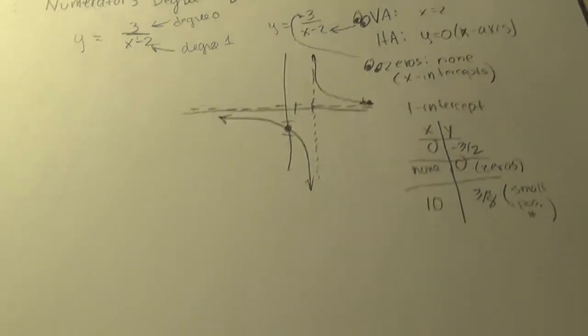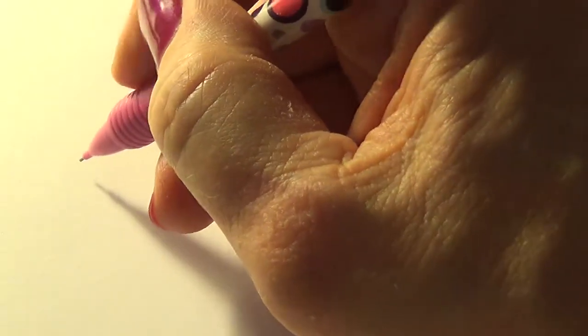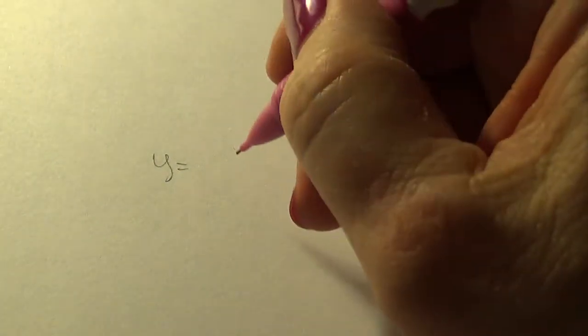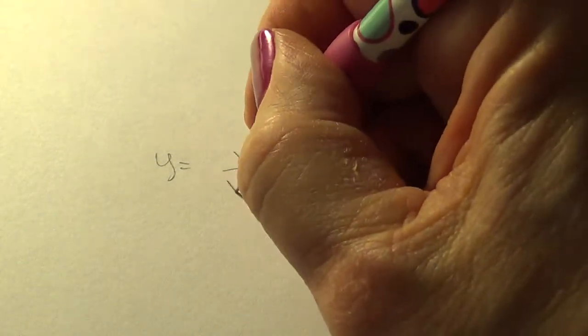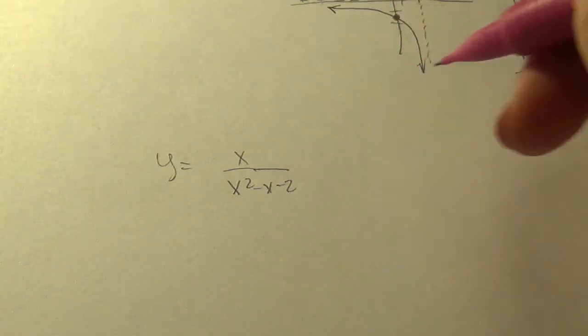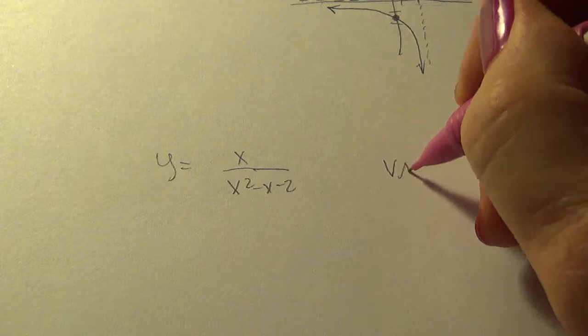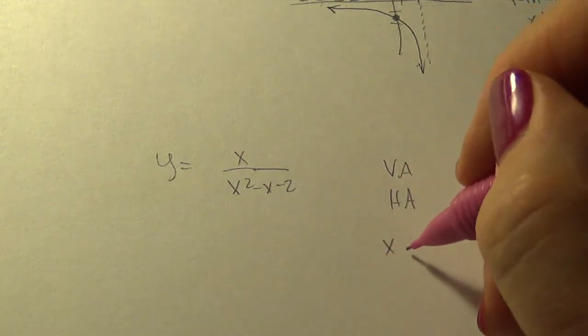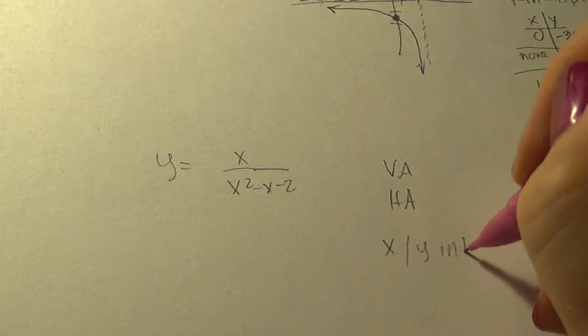Alright, let's try a complication. The first complication is we're going to have more than one vertical asymptote. So we'll do one like this. Y equals x over x squared minus x minus 2. Alright, so we're going to do A, B, and we'll call them x and y intercepts.